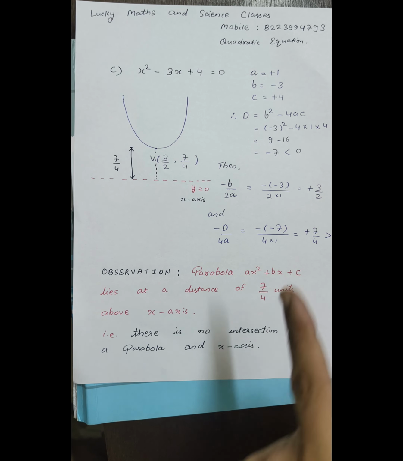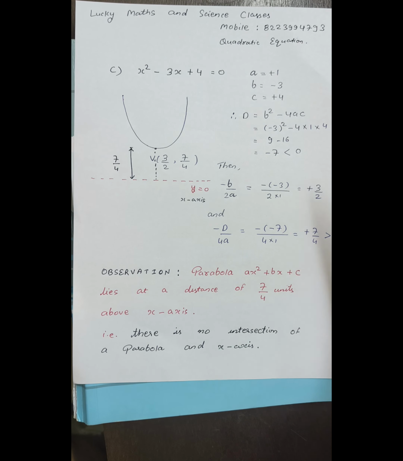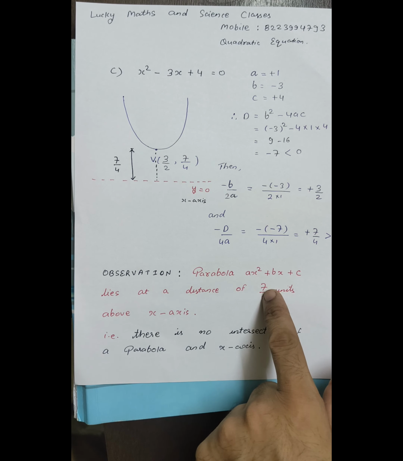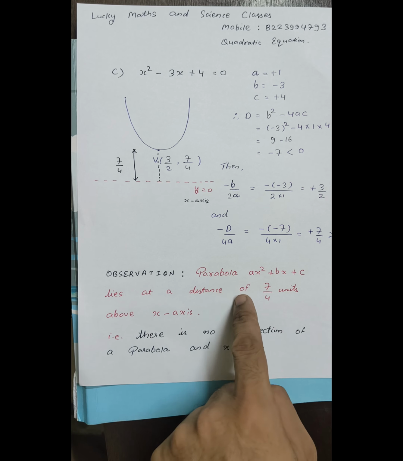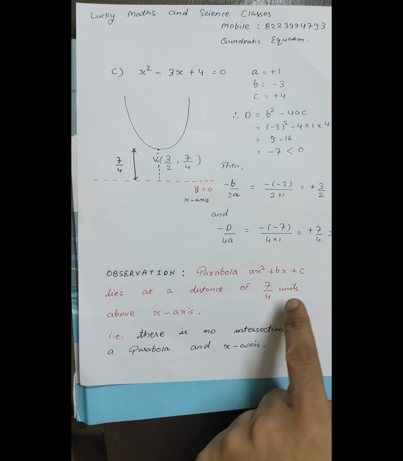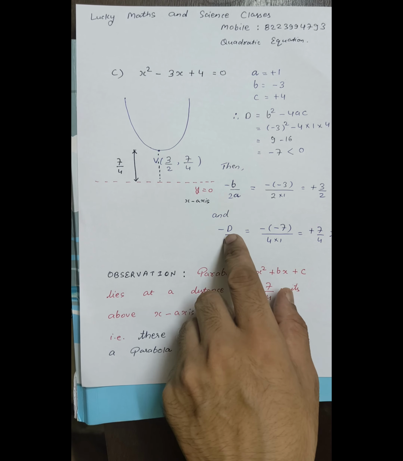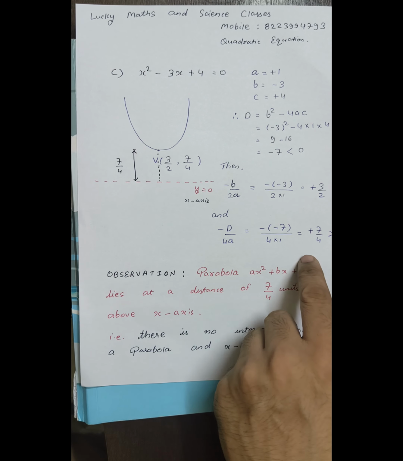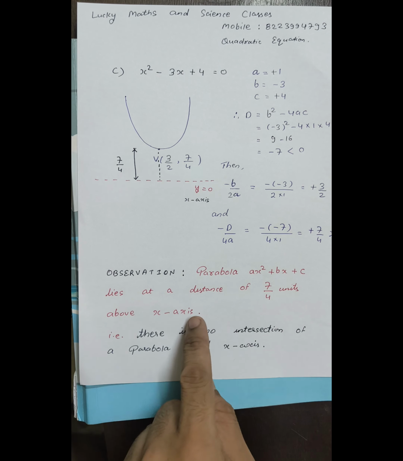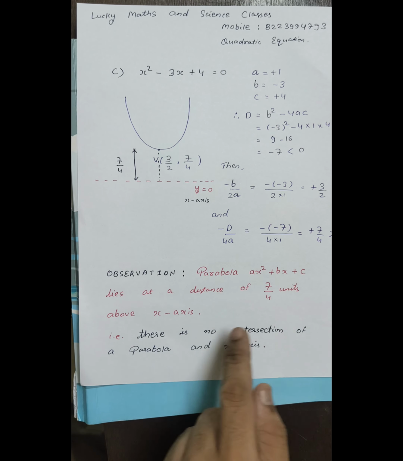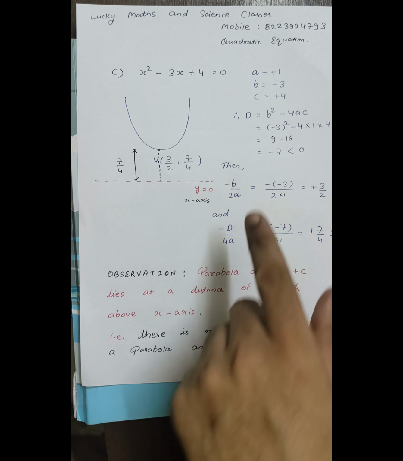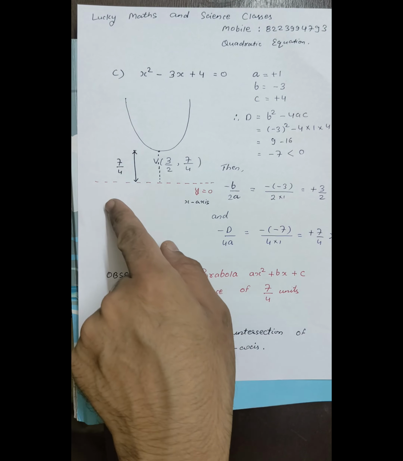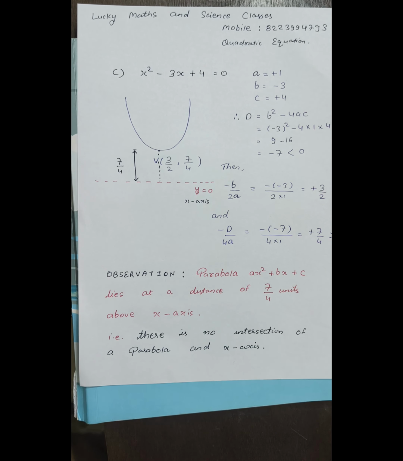Simple meaning is this particular parabola is not having real roots. Parabola ax square plus bx plus c lies at a distance of 7 by 4 units above the x-axis. The value of minus d upon 4a is plus 7 by 4 above the x-axis. That is, there is no intersection of the parabola and x-axis, meaning this particular parabola is not having real roots.